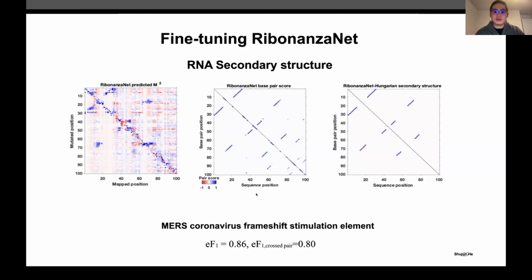On this one, we also figured out a way for the model to predict how well it's going to do on a particular sequence by just looking at the confidence of the predictions. So for this one, the model seems to be pretty confident. It gets an EF1 of 0.86 and an EF1 CASP of 0.8. I should note the EF1 CASP is basically an F1 score on pseudoknots.